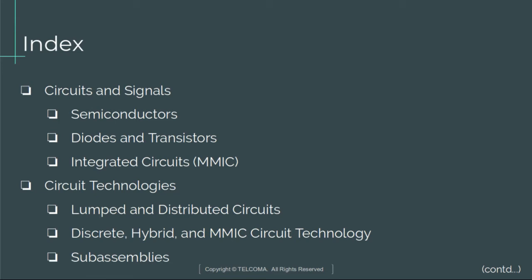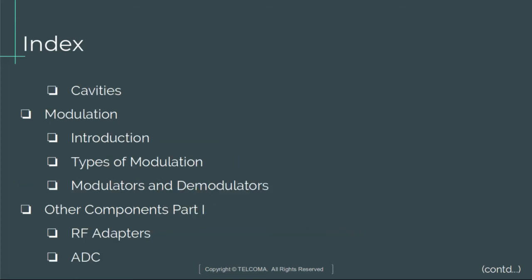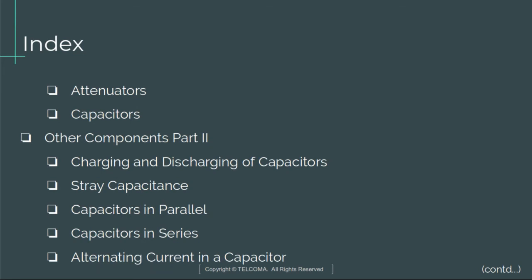MMIC. Sixth chapter is Circuit Technologies, that includes lumped and distributed circuits, discrete, hybrid and MMIC circuit technology, sub-assemblies and cavities. Seventh chapter is Modulation, that includes introduction, types of modulation, and modulators and demodulators. Eighth chapter is Other Components Part 1, that includes RF adapters, analog to digital converters, attenuators and capacitors.